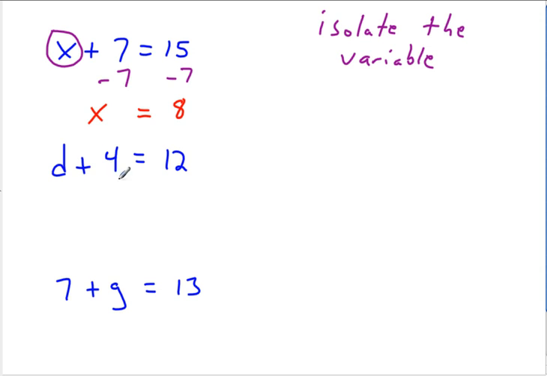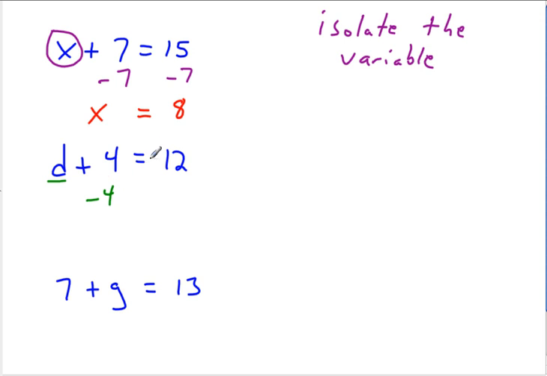Using that same strategy here, we have d plus 4 equals 12. Now in your head, you probably know that d is going to be 8. That's fine. But what I want you to do is show your work here and isolate the variable using properties of equality. So the goal here is we need to isolate d. In order to do that, we need to get rid of this plus 4, or addition of 4. Now you get rid of an addition of 4 by subtracting 4.